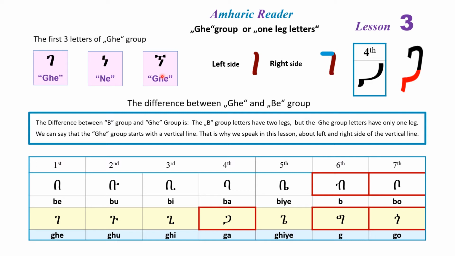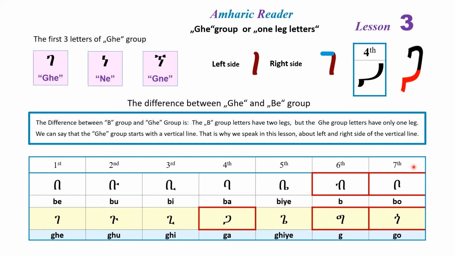The difference between B group and G group is the B group letters have 2 legs, but the G group letters have only 1 leg. We can say that the G group starts with a vertical line. That's why we speak in this lesson about left side and right side to the vertical line. In the G group, we have 3 irregular rows, the 4s, 6s, and 7s.